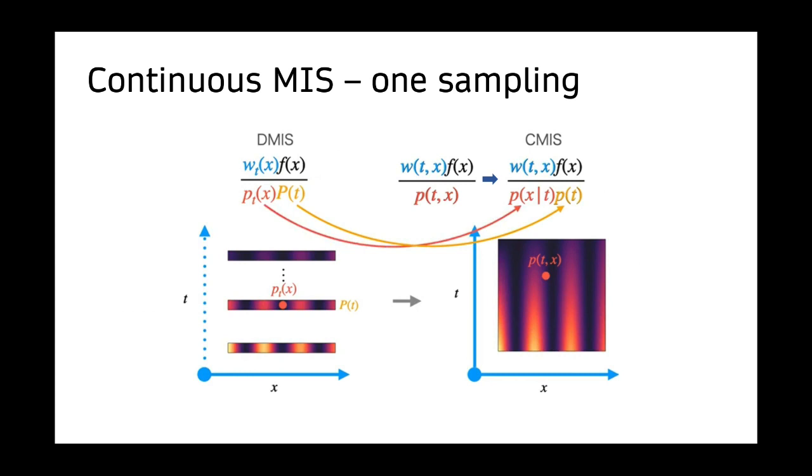The one-sample DMIS and CMIS estimators are analogous. We normally sample a technique first, which leads to the following factorization of the joint probability density, where we see that the probability of technique selection in DMIS becomes the marginal probability density in CMIS. And what was the probability density of a sample for a specific technique in DMIS is now the conditional probability density in CMIS.